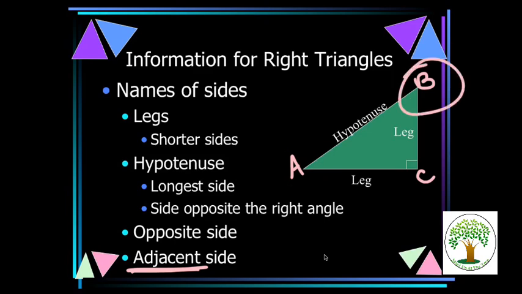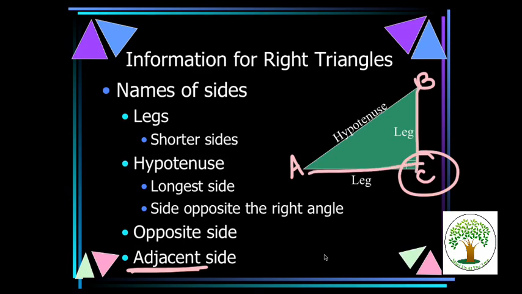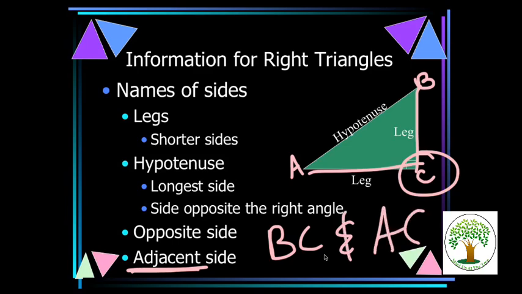BC, yes. Now this is a trick. Be careful. The adjacent leg to angle C. CB and CA. Both of them. You'd have to do it twice. If I asked that question, it would be BC and AC. Okay? All right.